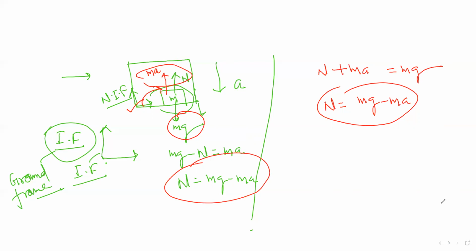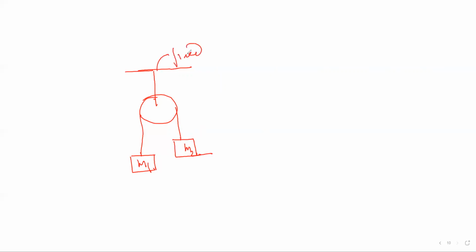The next type of question I am going to discuss with all of you is this: suppose there is a ceiling and there is a pulley. Here is a block whose mass is m1, and here is a block whose mass is m2. This is a fixed ceiling. Firstly, I will discuss the fixed ceiling, and gradually I will discuss some complex situations.